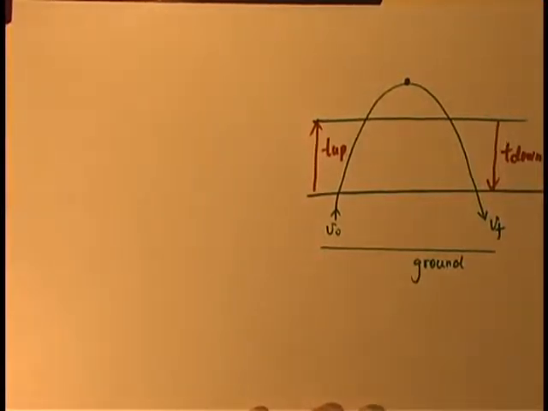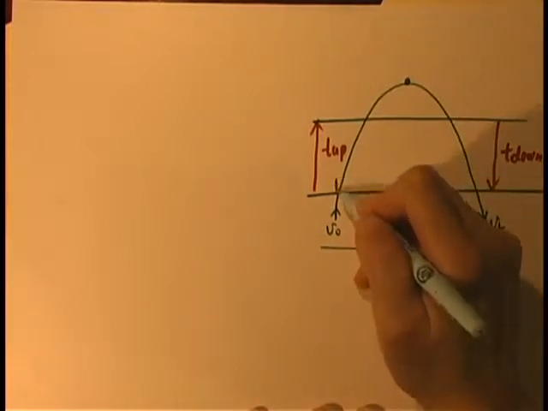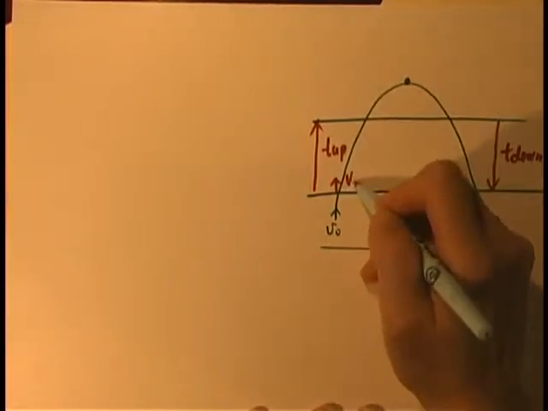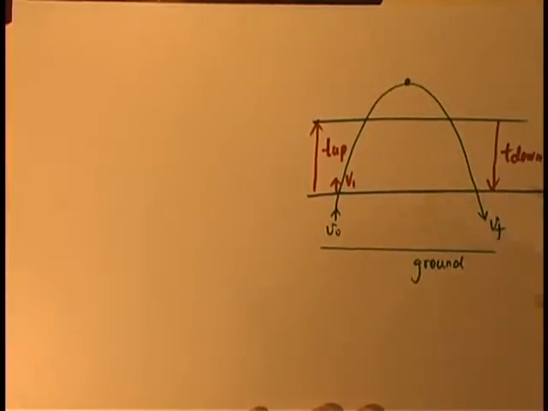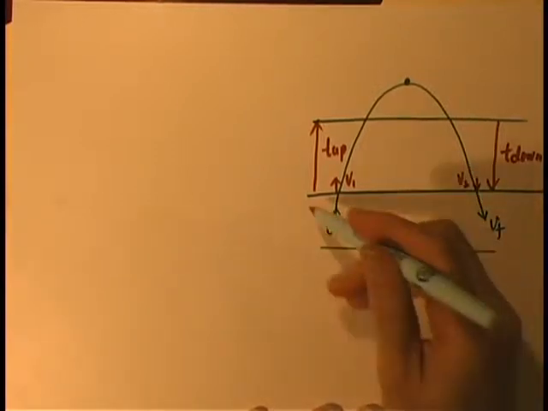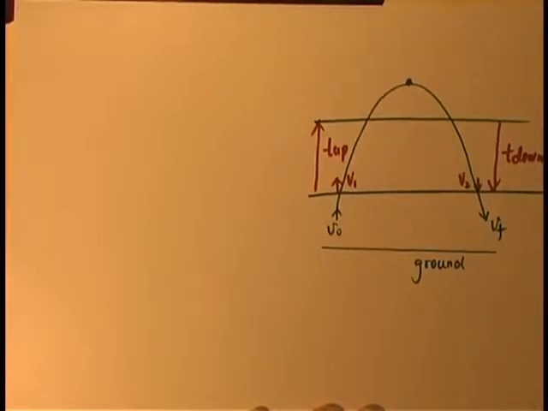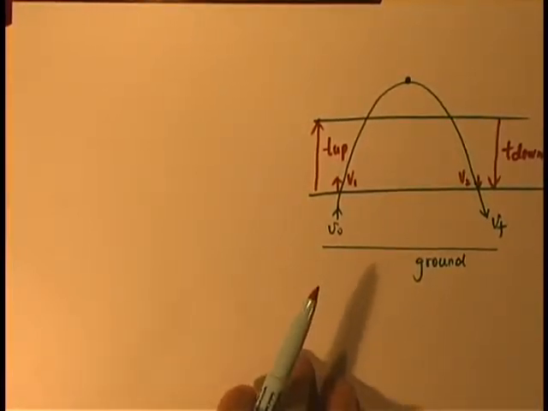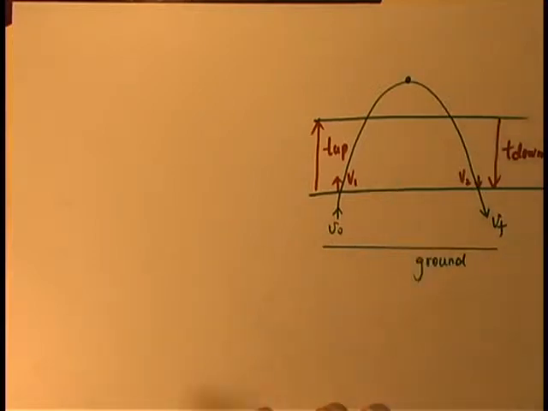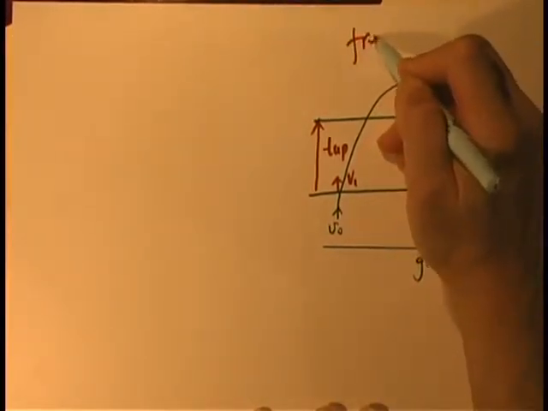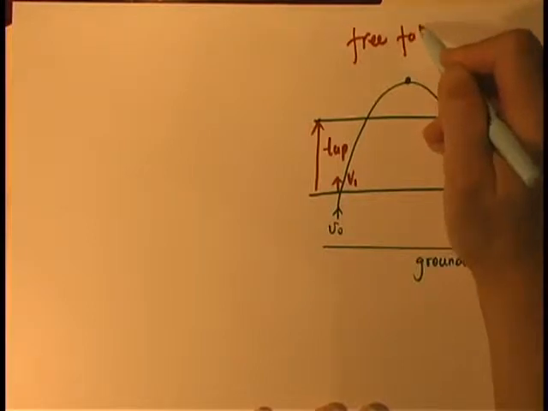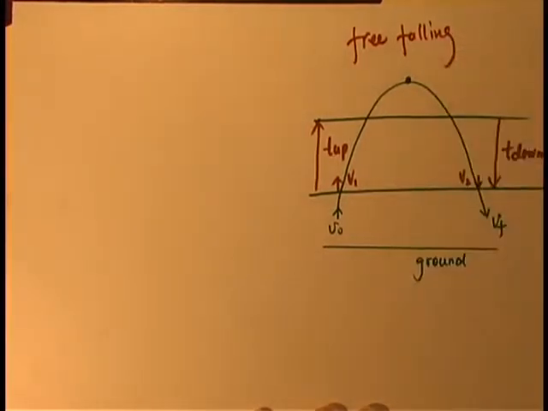Okay. Now, first let's prove. If we name this V1, when it's coming back, that's V2. I'm going to prove that at the same level, up V and down V have the same magnitude. Well, that makes sense because if we talk about free fall, then there's no air friction. No air friction means the object's energy is not going to be wasted.